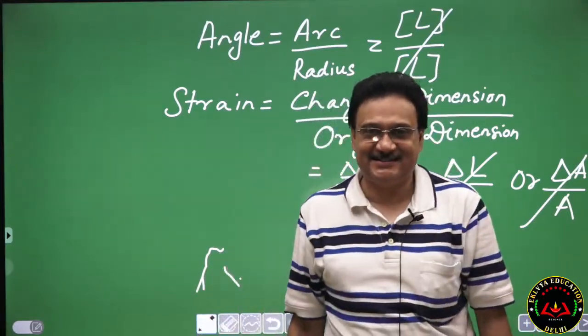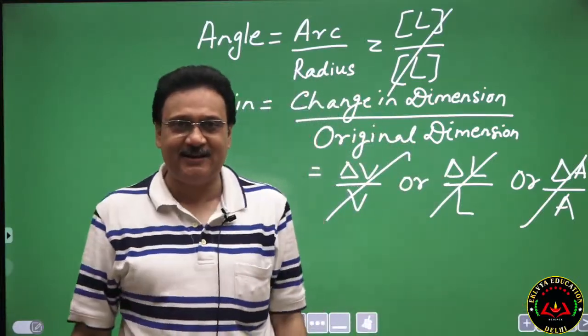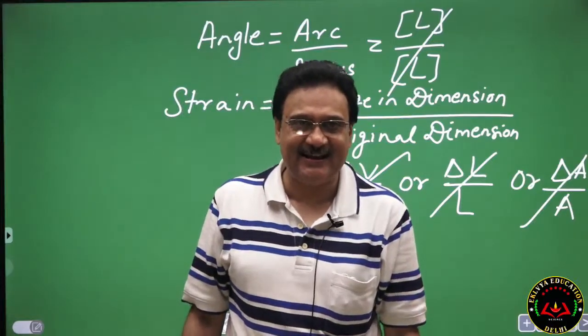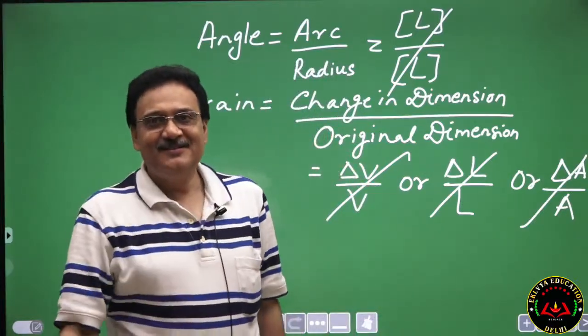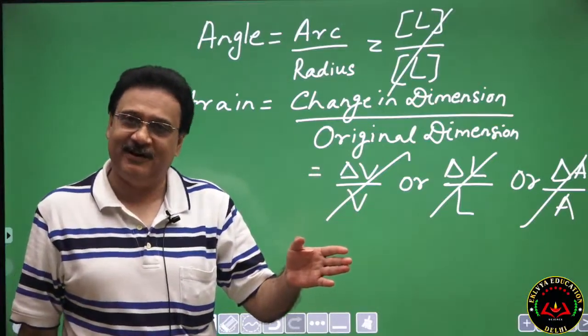Yes, good Bhavna. That comes to 1 actually. Great. Angle, great. Angle, yes, done. So, good. So, angle, strain, these are all dimensionless variables.